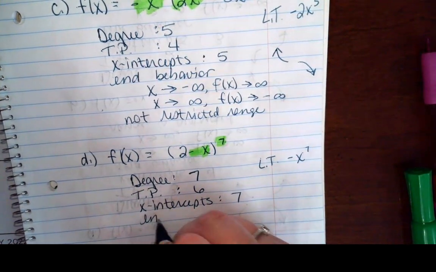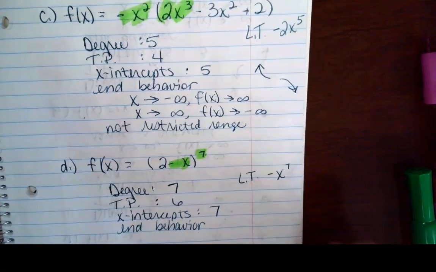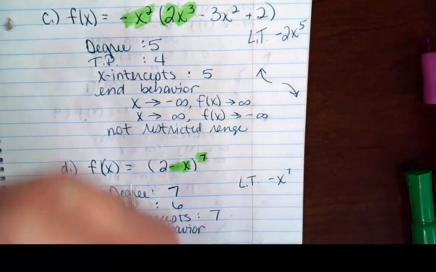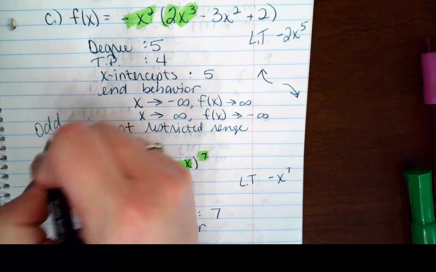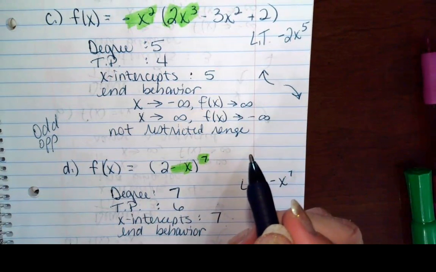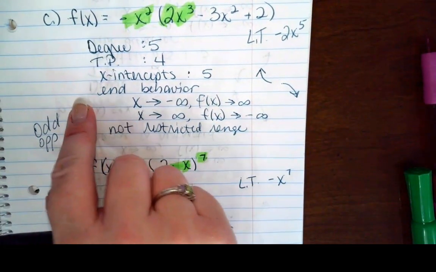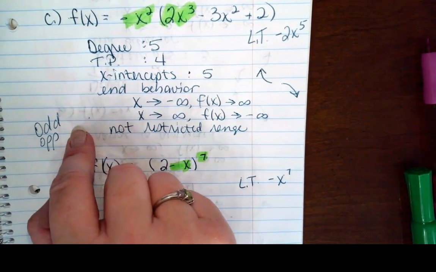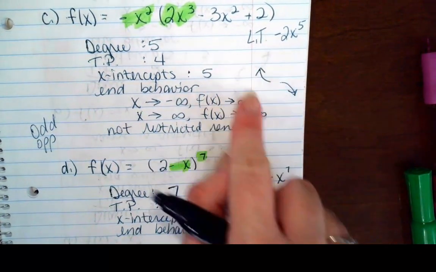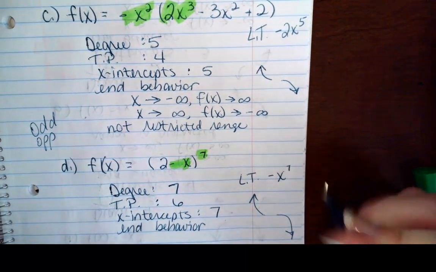What about your end behavior? This is an odd exponent. Here's how you can remember this: an odd exponent will go off in opposite directions. An even one will go in the same direction, either both up or both down. An odd degree will be in opposite directions. So this is leading off negative, which means it's going to have this same format. To the left, it'll go up, and to the right, it'll go down.